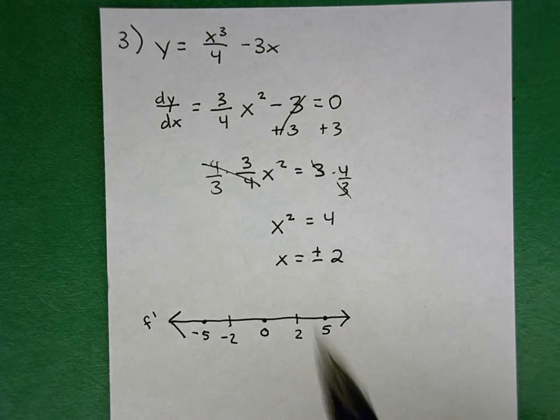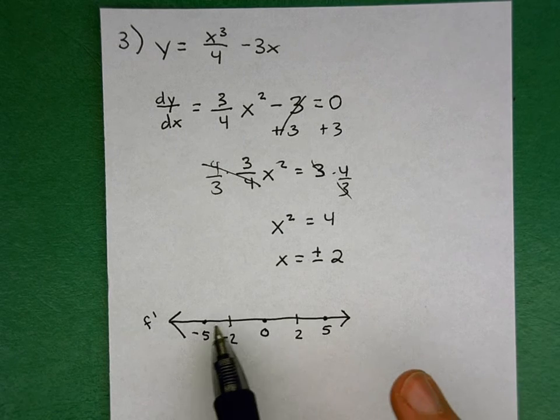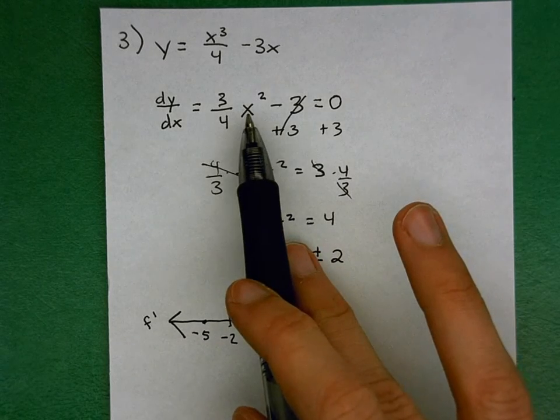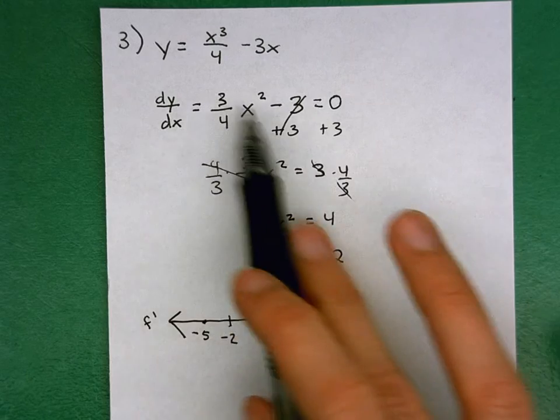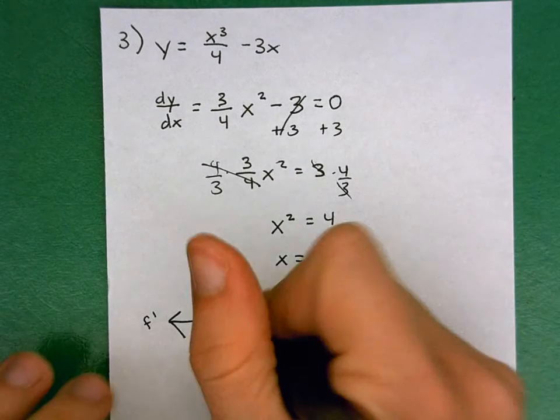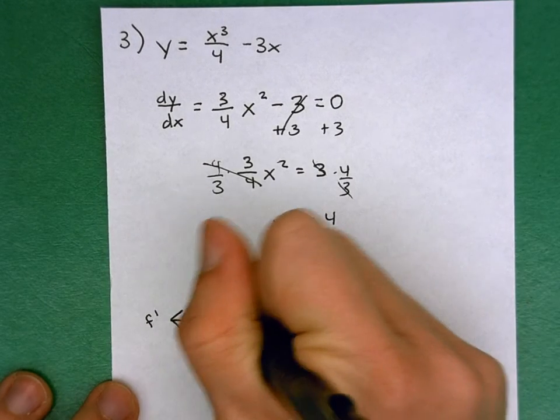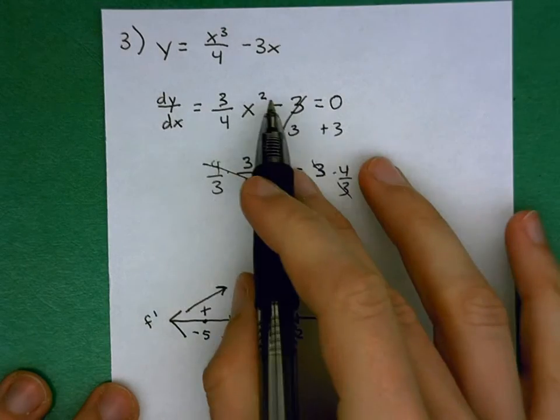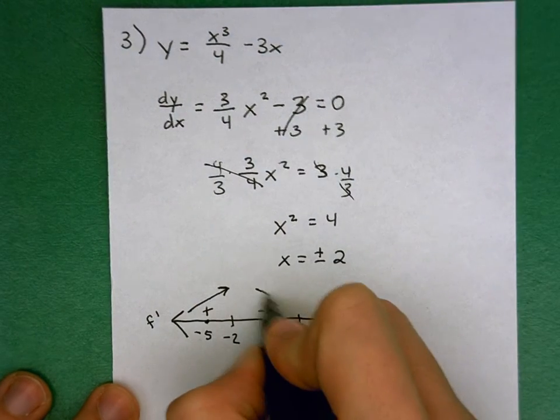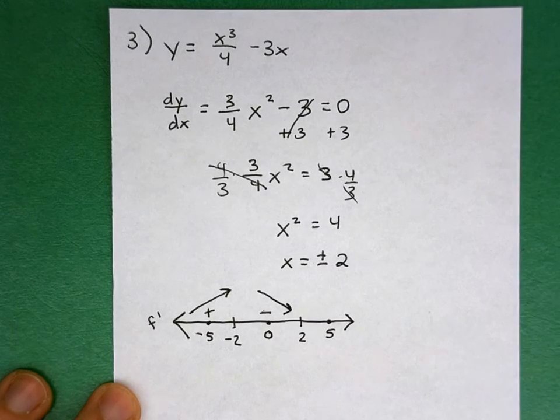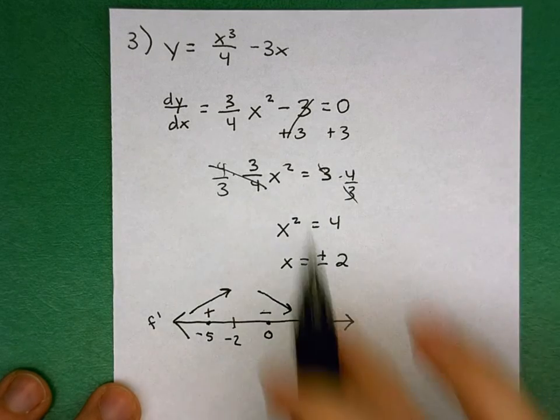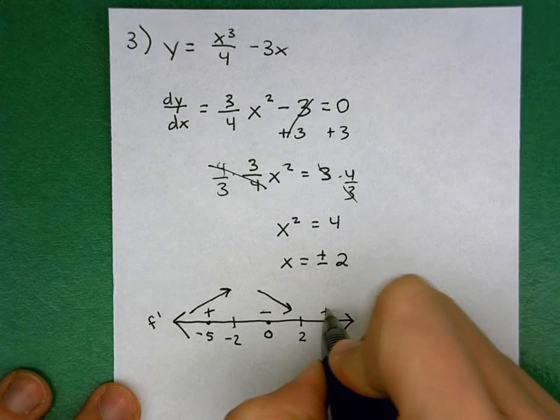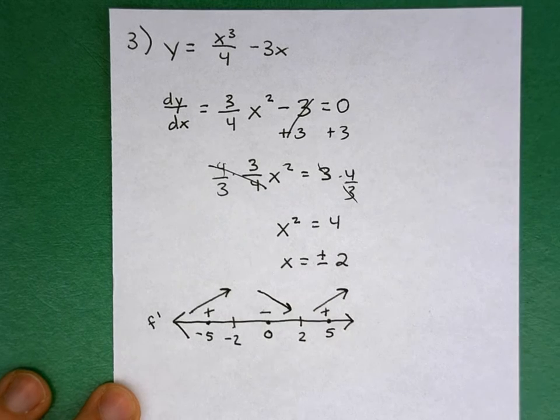Okay, so I'm going to take this negative 5, and I'm going to plug it in up here. And when I plug in negative 5 into my first derivative here, I get a positive number, and so I know my function's going up. And I'm going to take 0 and I'm going to plug it in, and I'm going to get a negative number, so I know my function is going down, it's decreasing. And then I'm going to take 5 and plug it into my first derivative, and I'm going to get a positive number. So I know my function is increasing.